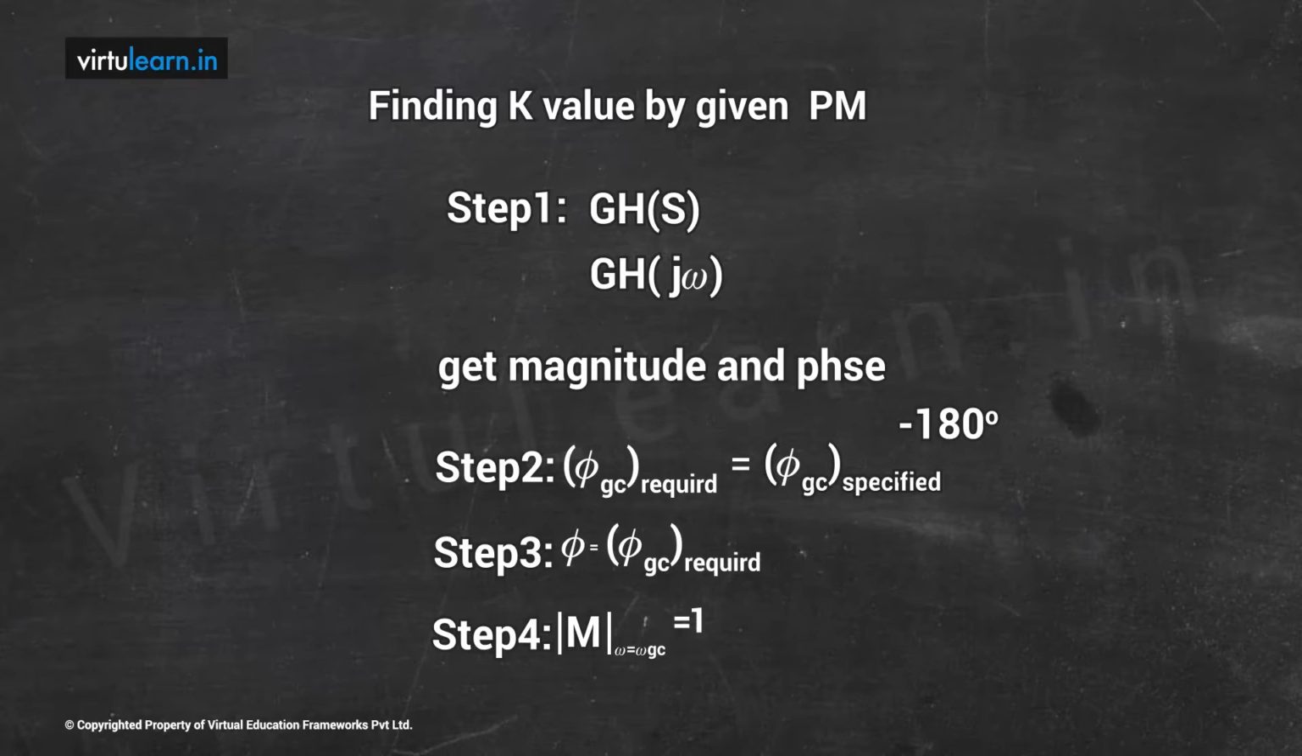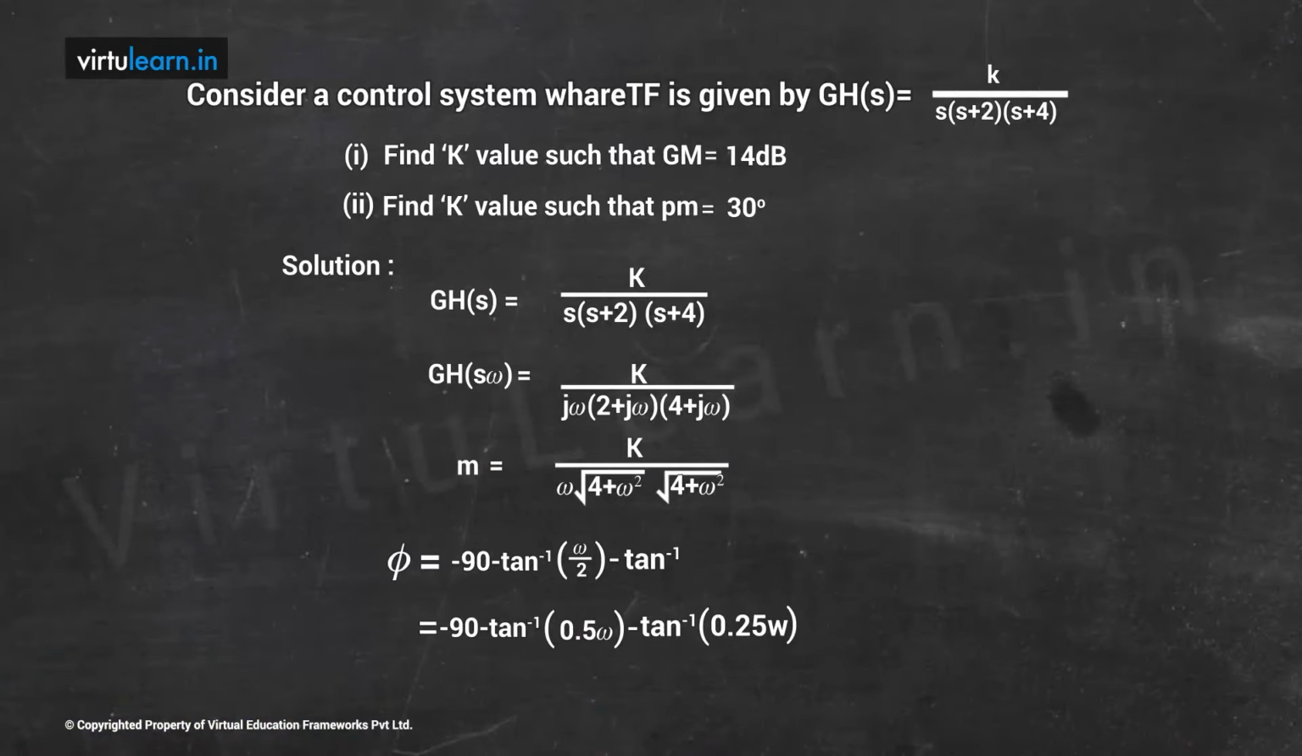To understand these two methods, let us take one example. The problem statement goes like this. Consider a control system whose open loop transfer function is given by GH of S is equal to K by S into S plus 2 into S plus 4. First part, A: find K value such that the system will have a gain margin of 14 dB. Second part, B: find the K value such that the system will have a phase margin of 30 degrees.